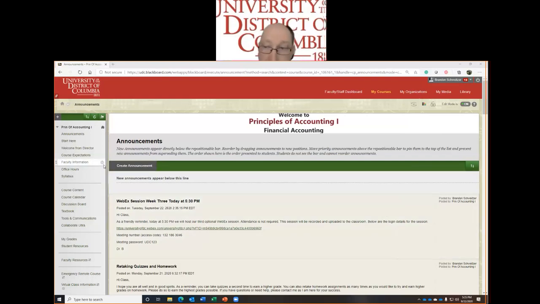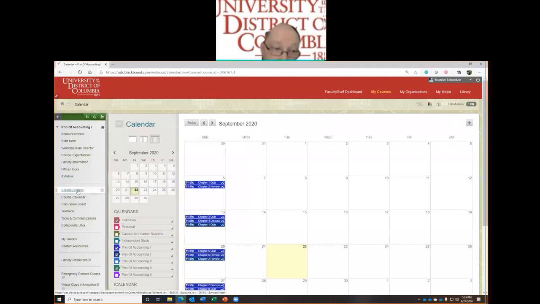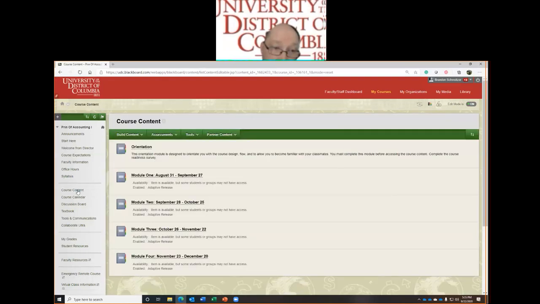Now, course content. Some of you still have not yet completed the orientation module. This is a bit of a problem because we're already in the third week, which means you have not yet completed the Chapter 1 quiz, and some of you have not completed the discussion board for Chapter 2. So, here's what you need to do. Select course content, and the first thing you should see is this orientation. Select orientation.